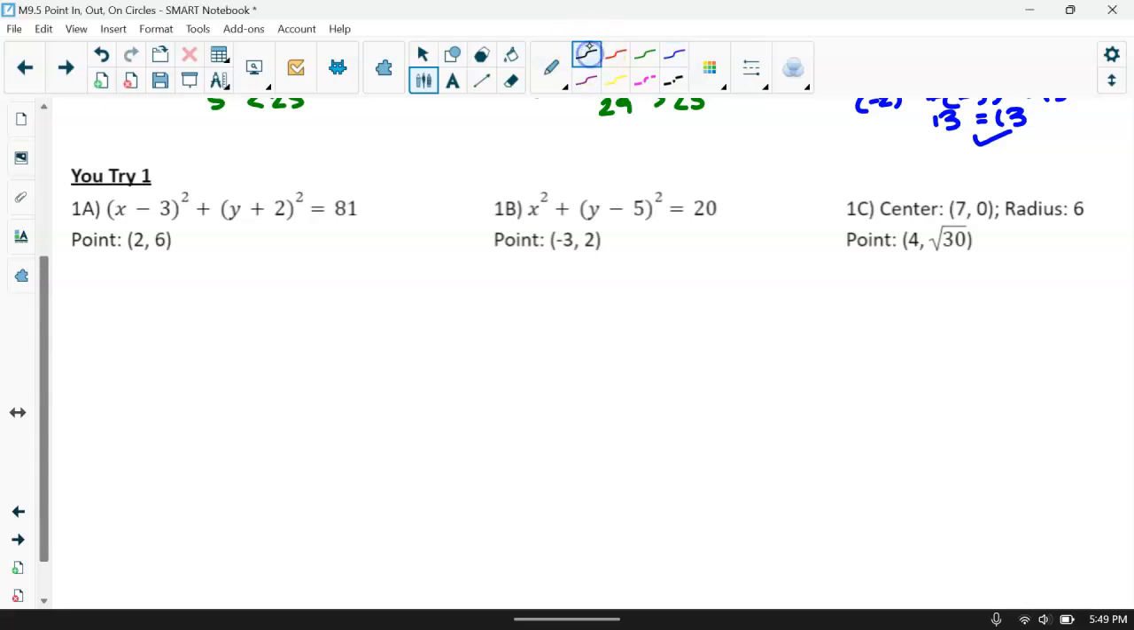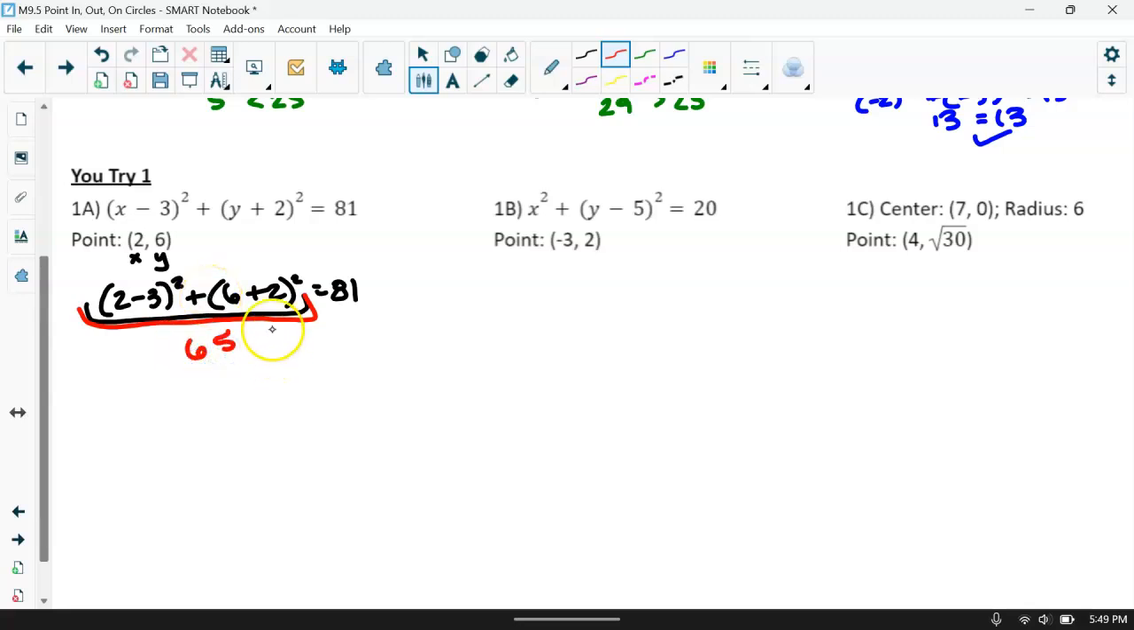And here we go. So here you're going to substitute. You should have substituted x with 2, y with 6. So this is (2 minus 3) squared plus (6 plus 2) squared, which is equal to 81. When you simplify this expression here, you get 65, which is clearly not equal to 81. It is less than 81. So that means this point is not on the circle. It is inside of your circle.